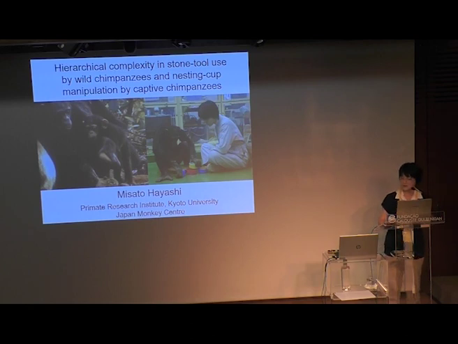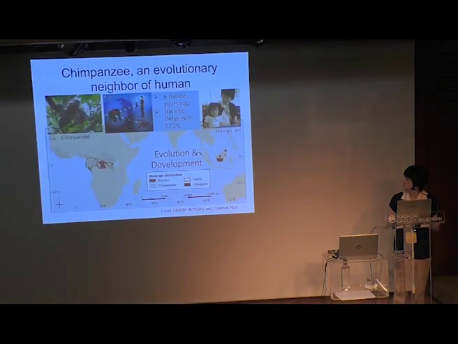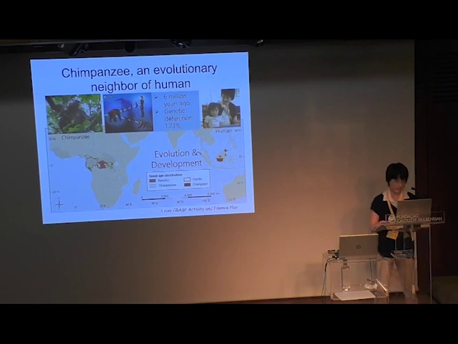As the first speaker, I will talk about hierarchical complexity in stone tool use by wild chimpanzees and nesting cup manipulation by captive chimpanzees. Chimpanzees and humans diverged from their common ancestor about 6 million years ago. As the closest living relatives, the study of chimpanzees can give us important indications on the phylogenetic and ontogenetic origins of human evolution.